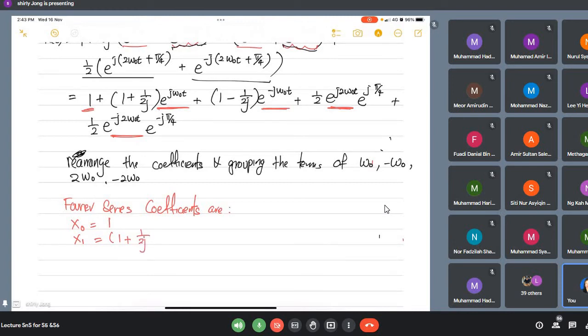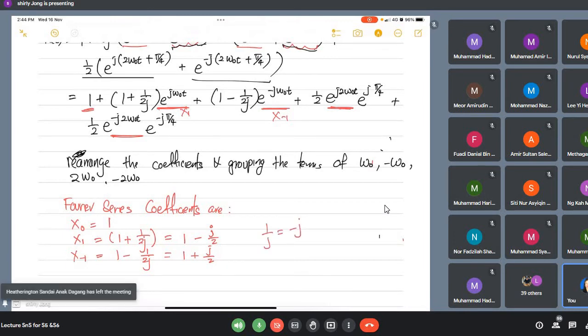Or if you want to rewrite and bring up the j, you can write as 1 minus 1 over 2, you can say this is j. Then this part is x1. For this part it is x minus 1. So x minus 1 refers to 1 minus 1 over 2j, also equivalent to 1 plus j over 2. Okay, you know why this is like this? This is because 1 over j equals negative j.